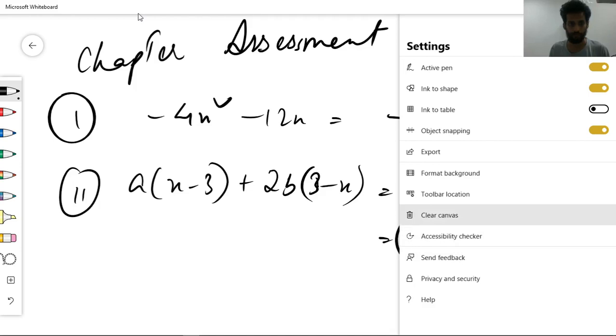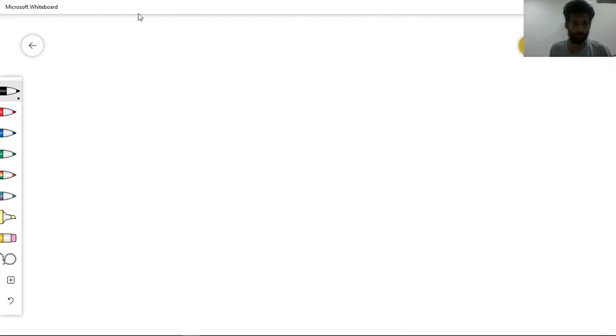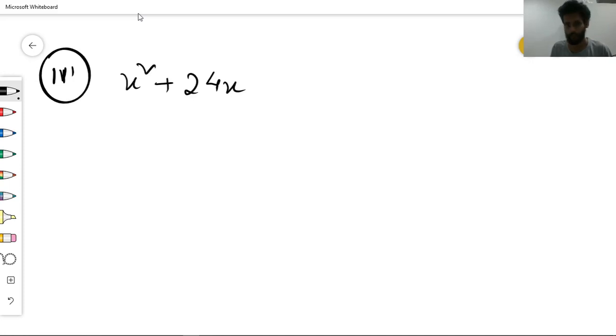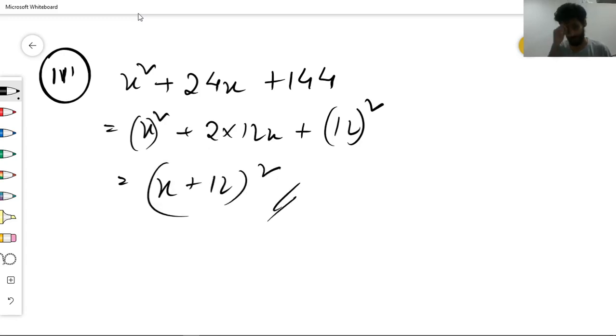The next one, number 3, is x square plus 24x plus 144. Here you can clearly see this is 12 square, so it will be 2 into 12x plus 12 square. So here it is x plus 12 whole square. So this is the answer.